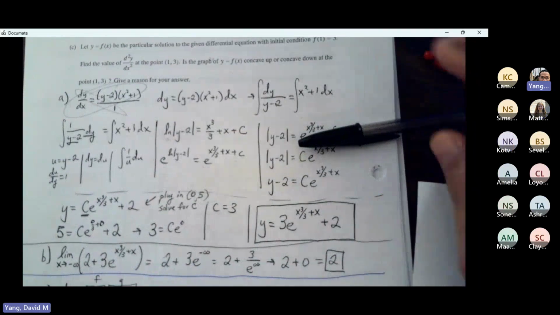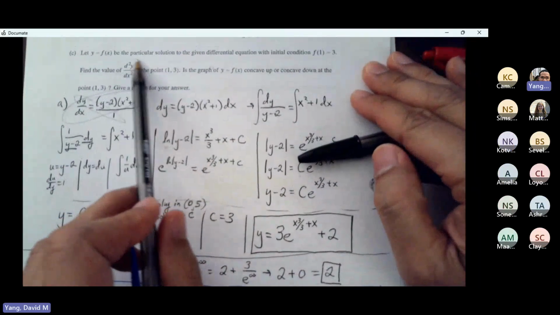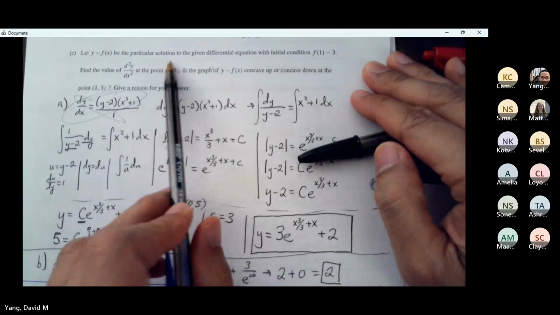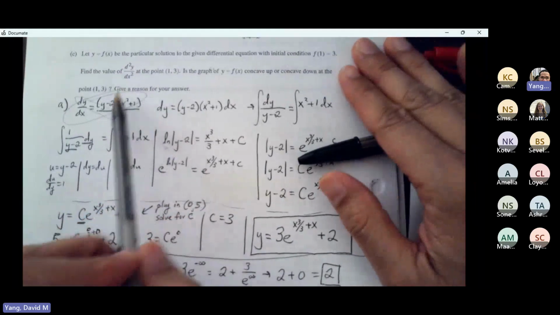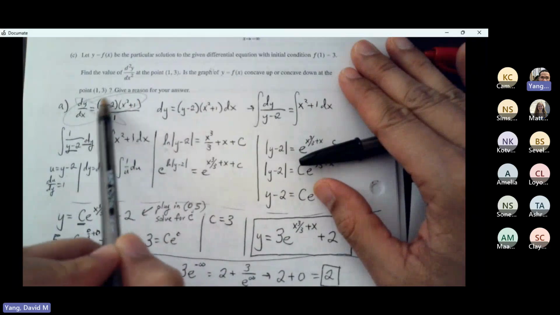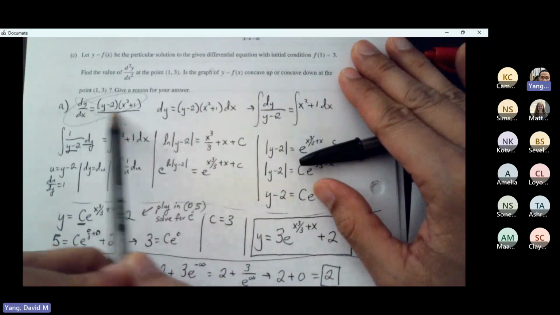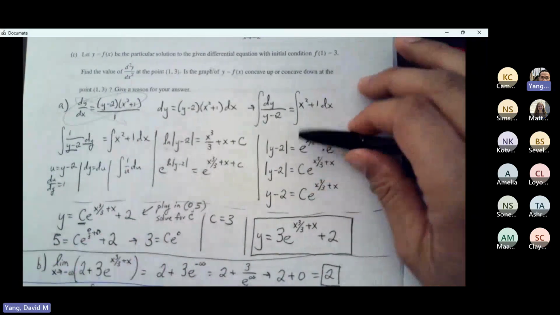All right, part C, let f be the particular solution. Find d2y over dx2. So it's asking us to find the second derivative from this level. All right, so this is the first derivative, this is dy/dx. We're asked to find the second derivative.